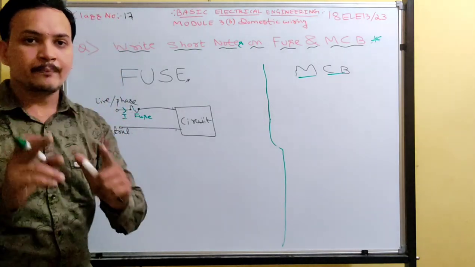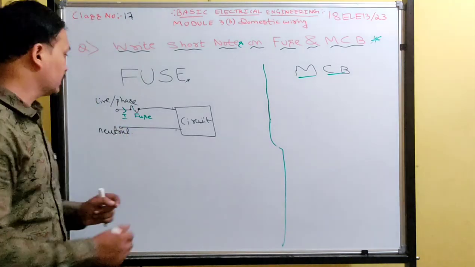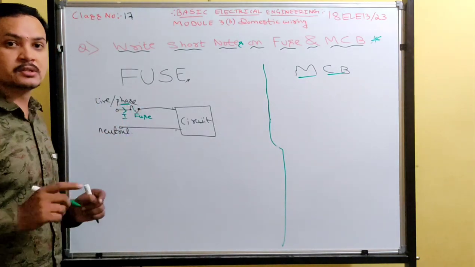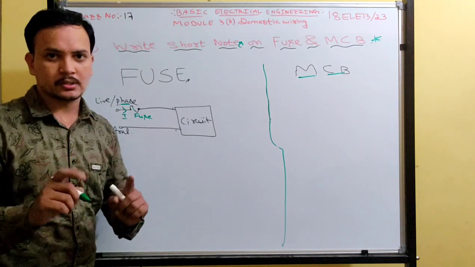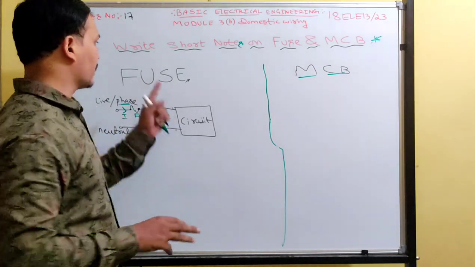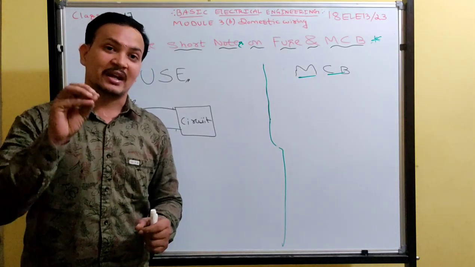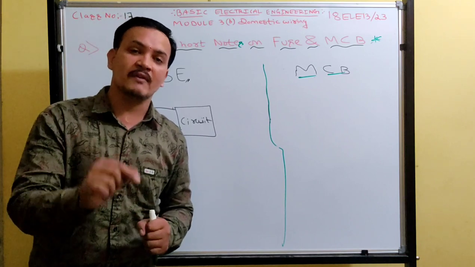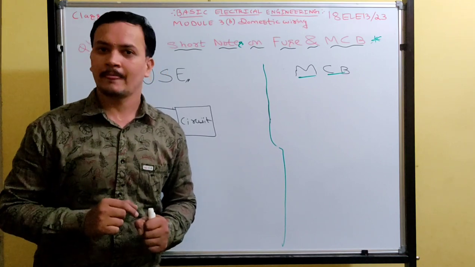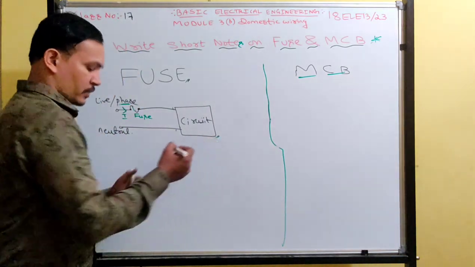And an important thing is, we should connect the fuse always to the phase of the supply system, or the live wire. So you can write 3 points in short notes: it is a protective device, we should connect the fuse in series with the circuit, and we should connect the fuse always to the live wire. Okay, got it. So this is about fuse.